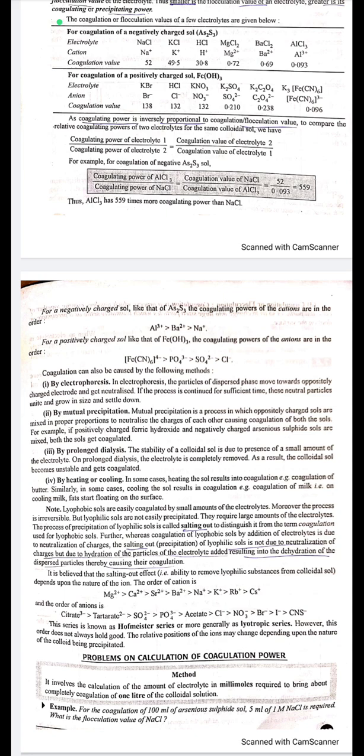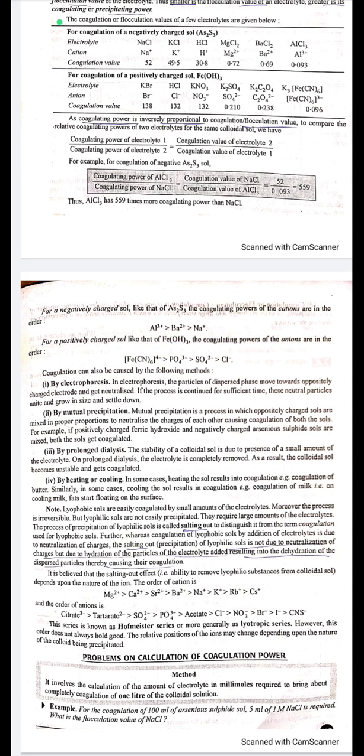First, by electrophoresis. In electrophoresis, the particles of the sol move towards the oppositely charged electrode and get neutralized. If the process is continued for sufficient time, these neutral particles unite, grow in size and settle down. Second, by mutual precipitation. Mutual precipitation is a process in which positively and negatively charged sols are mixed in proper proportion to neutralize the charges of each other, causing coagulation of both the sols. For example, if positively charged ferric hydroxide and negatively charged arsenious sulfide sols are mixed, both the sols get coagulated.